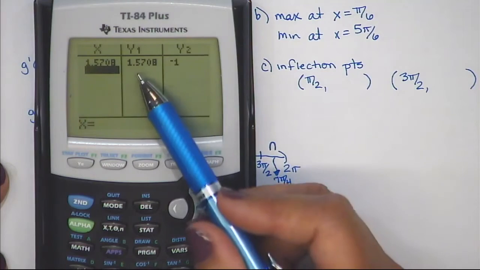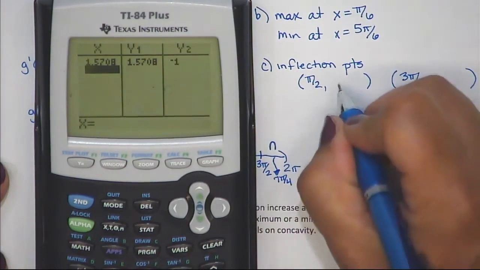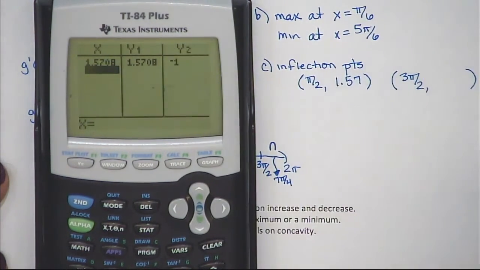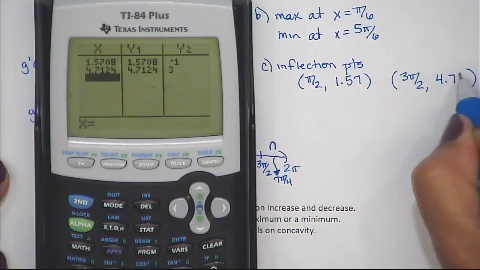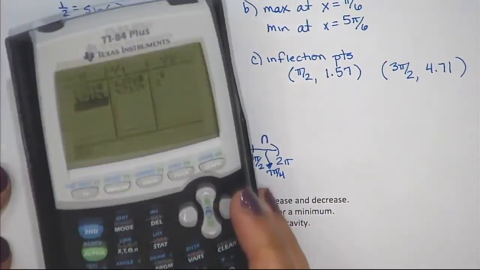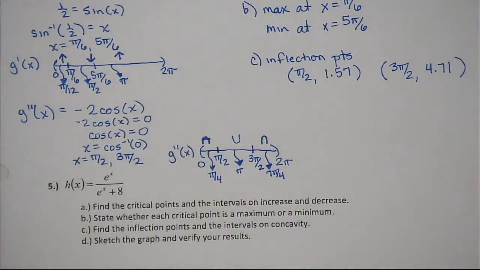So that ordered pair is 1.57. And then I'm going to put in 3 pi over 2, 4.71. Okay, so those are the ordered pairs. It's the only time you use the original function. All right, and then where's this thing?